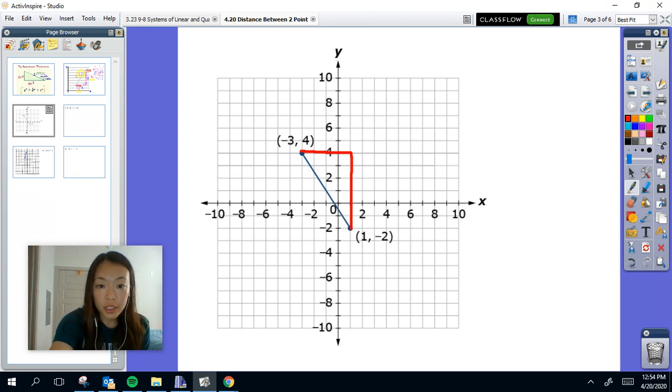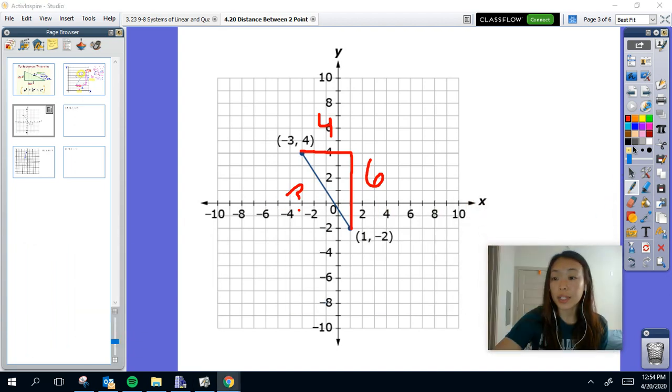All right, you should have done that: 1, 2, 3, 4. This one is going to be a length of 4. Going down, 1, 2, 3, 4, 5, 6, this is a length of 6, and C is what we are trying to figure out. So go ahead and pause the video, and I want you to tell me, using the Pythagorean theorem, what the length of the blue side is going to be.